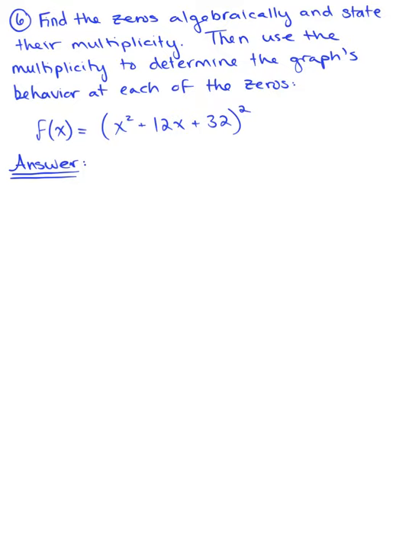And so here we're going to go ahead and look at question 6 from the test. And now question 6 is asking us to find the zeros of the given function algebraically and then state their multiplicity. We're then going to want to use this multiplicity for each factor to determine the graph's behavior at each of the zeros. And we are given the function f of x is equal to x squared plus 12x plus 32, and all of that is squared. So the first thing we want to do is find the zeros.